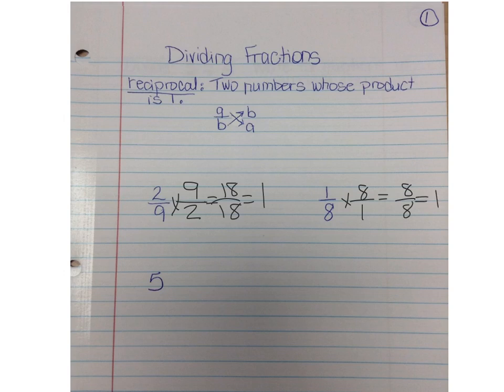And the reciprocal of 5, well, first we need to turn 5 into a fraction, so it's 5 over 1. Any whole number as a fraction is over the number 1. Multiplied by its reciprocal 1/5 equals 5 over 5, which equals 1. So those are examples of reciprocals. You're basically just flipping the fraction upside down.